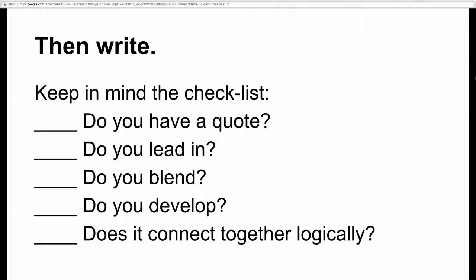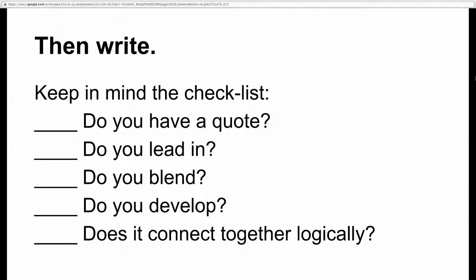You better have a quote. You better lead into that quote. You should blend. Make sure you develop it. And you better make sure that it connects together to your book and the statement logically, because logic is central to writing. Those are the main steps to the perfect sentence.